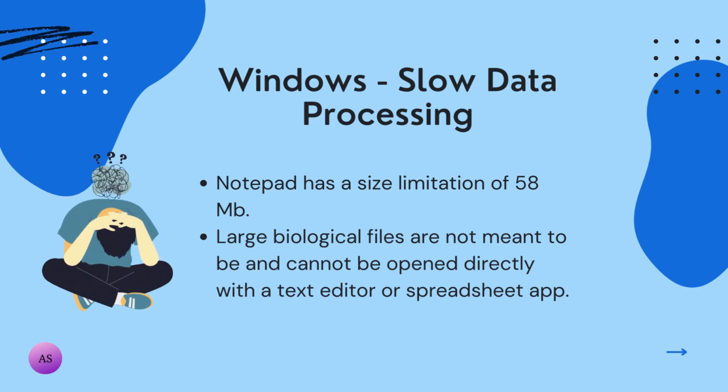So large biological files are not actually meant to be, and cannot be, opened directly with a text editor or spreadsheet app. Another reason is that if you open it in Notepad, you can't peek at what the header is, what the column is. If we have the data in column form, or in tabular form, we can peek at the data in Linux using the head or tail commands. These are easily available in the Linux terminal. We do not need to do anything special to get these.